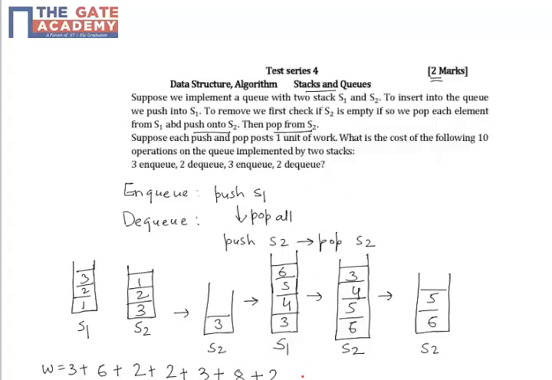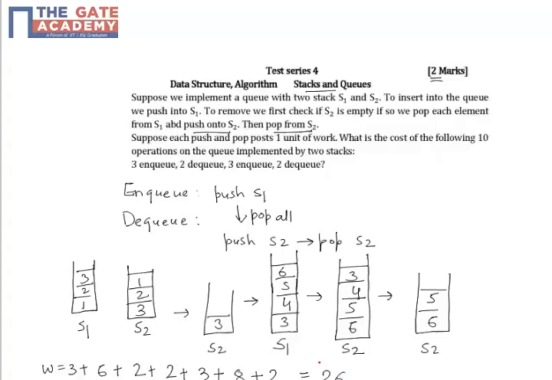So that's it. Now let's sum all these numbers. That is 8 plus 2 is 10, 10 plus 12 is 22, plus 4 is 26. So 26 is the answer. 26 is the units of operation which we have done.